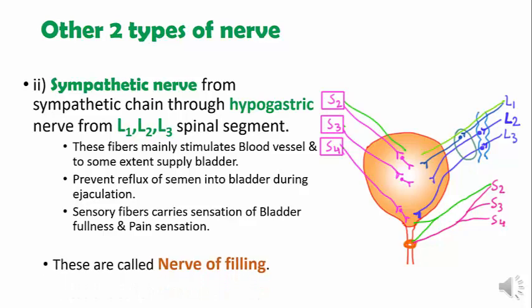And these are called nerves of feeling because they cause relaxation of the detrusor muscle and simultaneously contraction of the internal sphincter. So with relaxation of the detrusor muscle and contraction of the internal sphincter, urine cannot pass through the internal sphincter. So these nerves are called nerves of feeling.